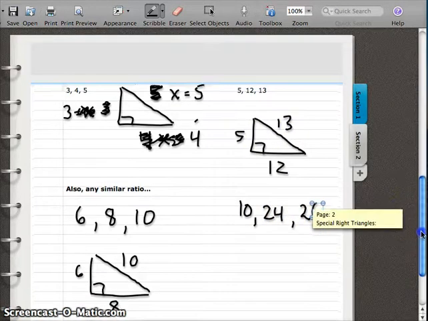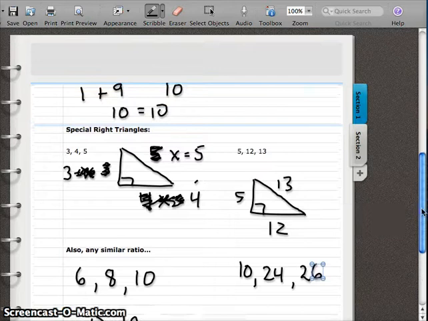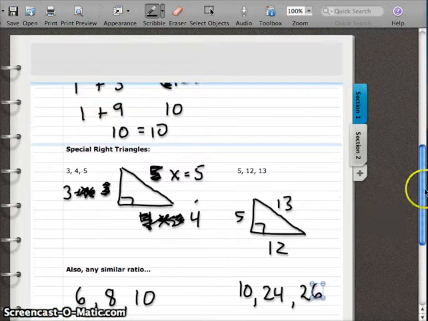So, yeah, that's more on the Pythagorean theorem. We'll be getting into more special right triangles in the next video.